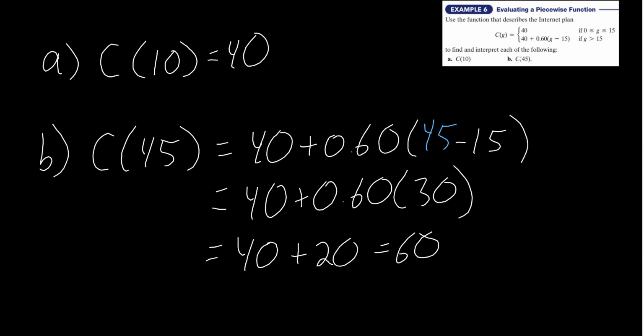No, that's not right. I'm sorry. It's not 20. It's 18. 6 goes into 30 five times, not 5. So 40 plus 18. So the answer is 58.